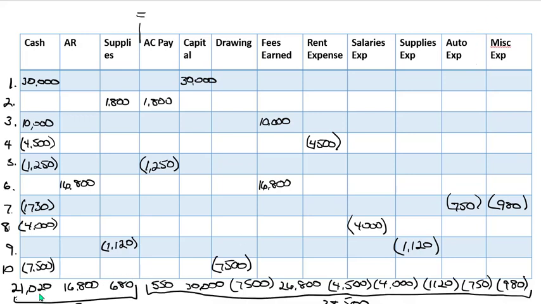Okay, so I added up our total cash. Total cash was 21,020. If I add up all my assets, I get 38,500. And then I added up the accounts payable and the capital and the drawing and the revenue and all the expenses, and I got 38,050. So our total assets equal our total liabilities and equity. Okay. All right.